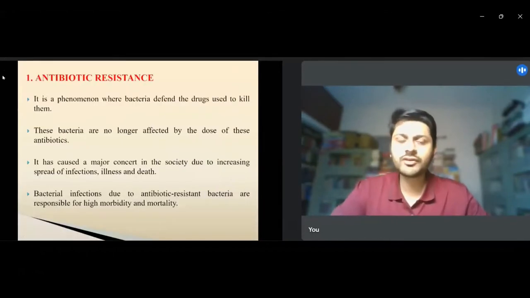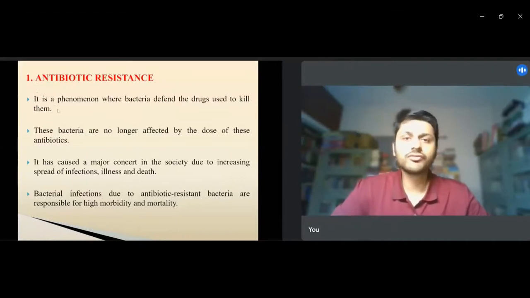So first of all, I would like to give a brief overview about antibiotic resistance. Antibiotic resistance is a phenomenon in which the bacteria are no longer able to be killed by the drugs which are used for their treatment. And these bacteria are not affected by the dose of these antibiotics. This phenomenon has caused a major global health concern in society because of the increase in the spread of infections, illness, and also death. Bacterial infections due to antibiotic resistant bacteria are responsible for causing high morbidity and high mortality rates.